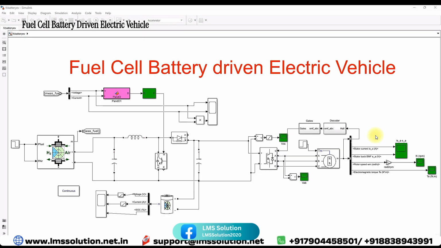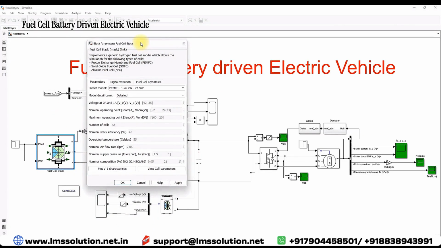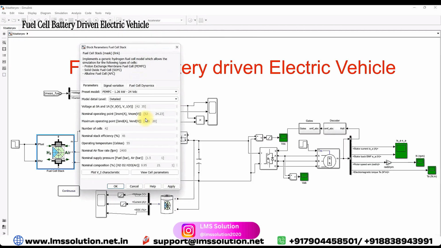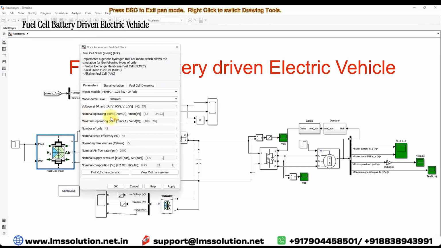Today we are going to see a fuel cell battery driven electric vehicle in MATLAB. This is the simulation model we developed for the fuel cell battery driven electric vehicle in MATLAB. Here you can see that this is a fuel cell. We are using a 24 volt fuel cell with a rating of 1.26 kilowatt. Here you will see the fuel cell parameters, the nominal operating point and the maximum operating point.